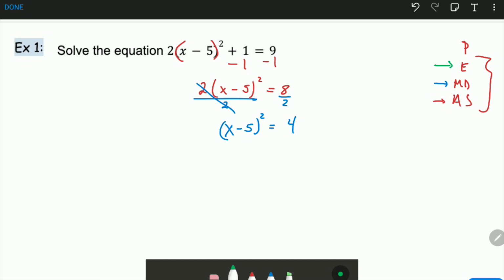Now for exponents, using our property, which kind of amounts to square rooting both sides, but our property says that if we have something squared equal to a number, then it's going to be the square root, or x minus 5 equals plus or minus the square root of 4, which is 2. The parentheses are no longer necessary once the exponents are gone. And once the parentheses are gone, we just start this process all over again.